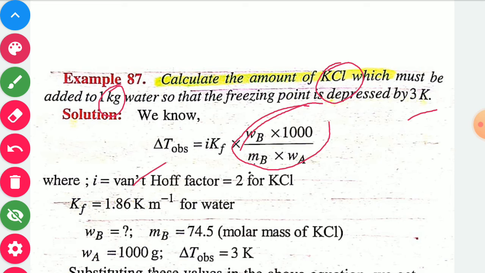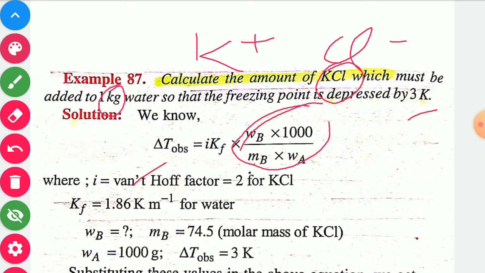For potassium chloride, the i value will be 2, because when potassium chloride gets ionized, it gives one ion of potassium and one ion of chlorine. So one potassium cation and the next ion is the chloride anion. So the van't Hoff factor i will be equal to 2 for potassium chloride. Kf is 1.86 Kelvin per mole for water, as we know.